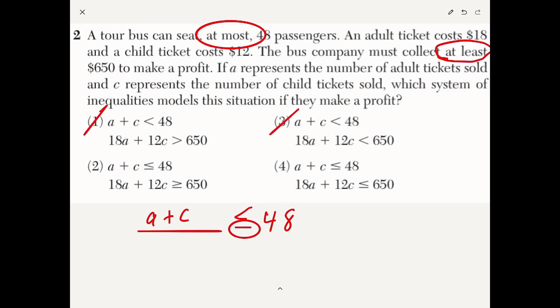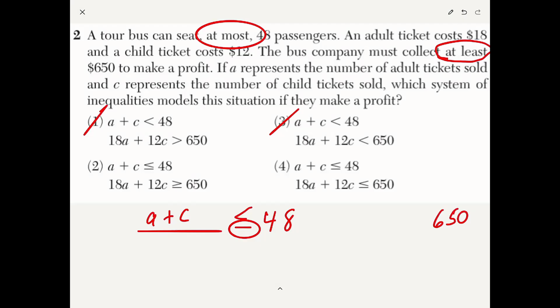That's why number 1 and number 3 don't work. Okay, now let's look at the second inequality to see which one we're going to choose, because we got 2 and 4. It says the bus company must make at least $650. So that means I need to make a minimum of $650 to cover my costs, right? Or to make a profit.